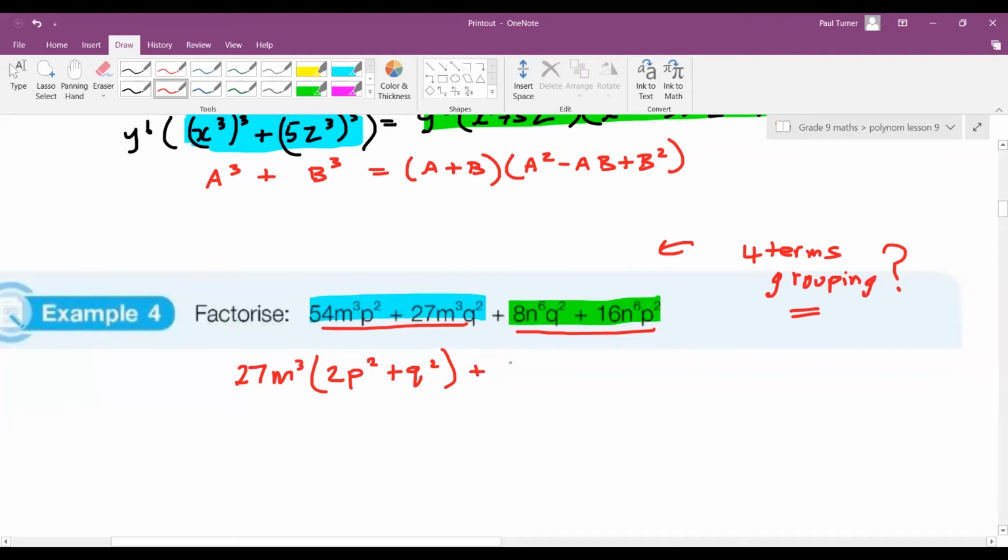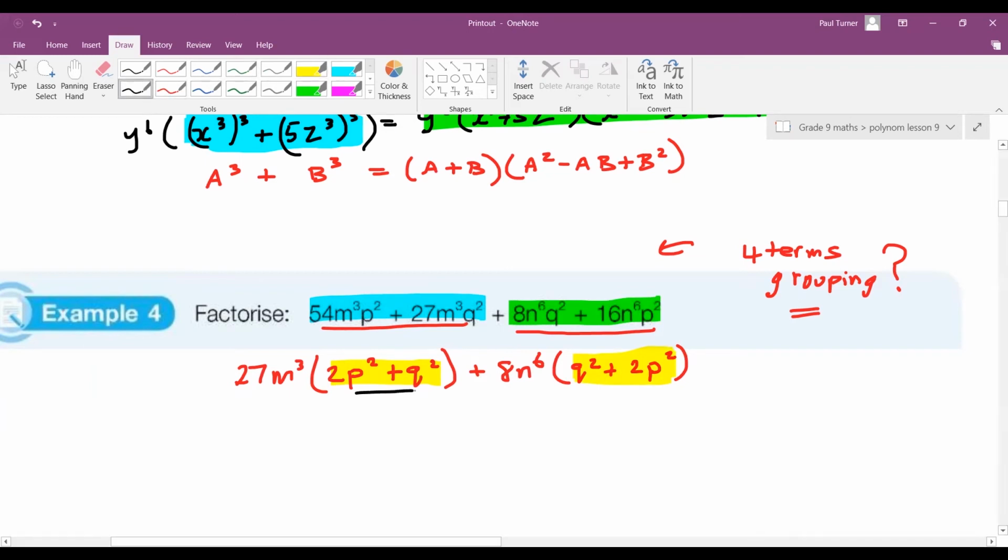And then in this one, we've got 8n6 as the common factor. 8 and n6, 8 and 16. So 8 is a common factor. Then we're left with q squared plus 2pq. 2p squared, sorry. But as you can see, now, let's use yellow. These are the same. 2p squared, q squared, 2p squared, q squared. So these are a common factor now. So grouping did actually work.